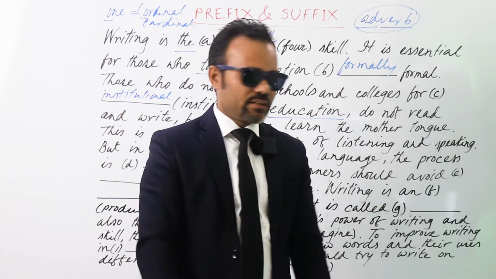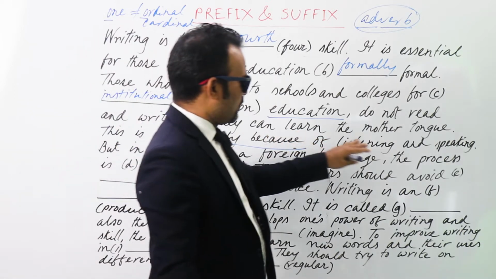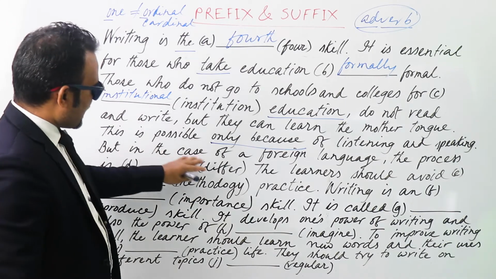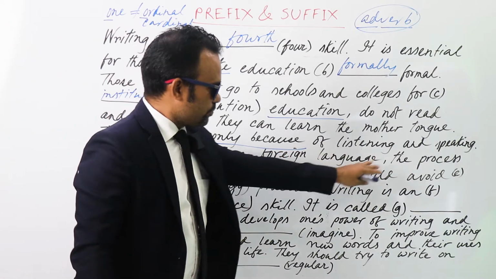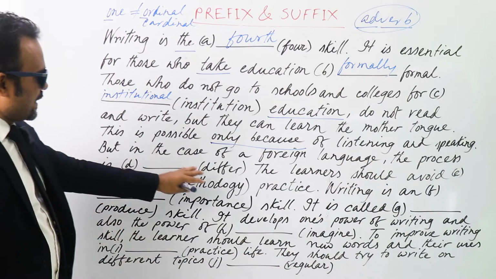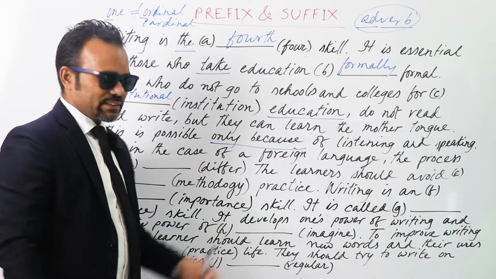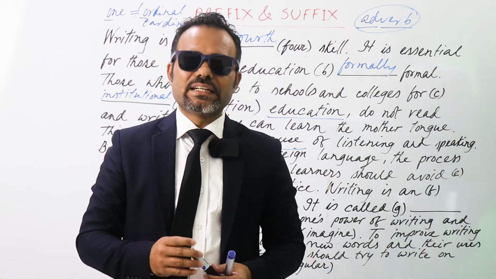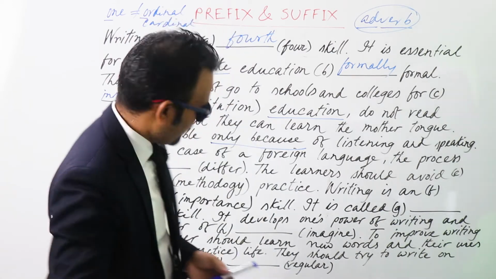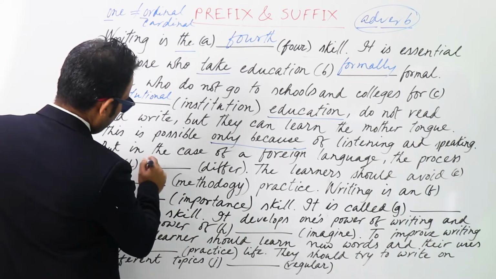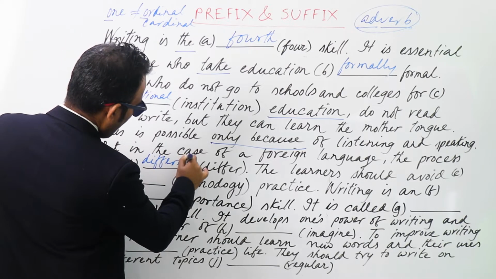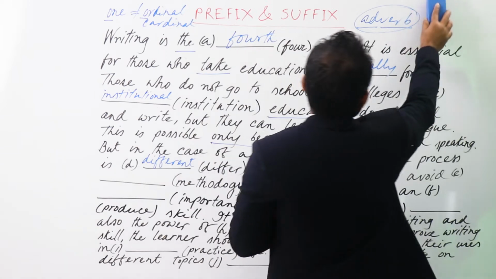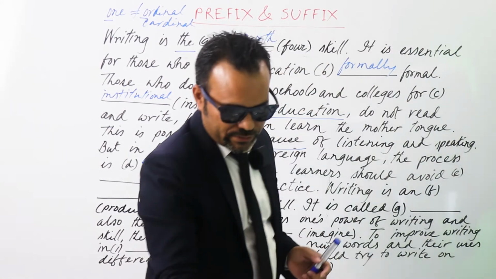Okay, this is another grammar. So only because of listening and speaking. But in the case of foreign language, the process is dash differ. Okay, the process is differ. Now here I should give a full stop. Process is differ. It will be process is different. Why? Let me write it down first, then I'm explaining. Different. Why will it be different? Now let me remove it here, and then I'm writing here.